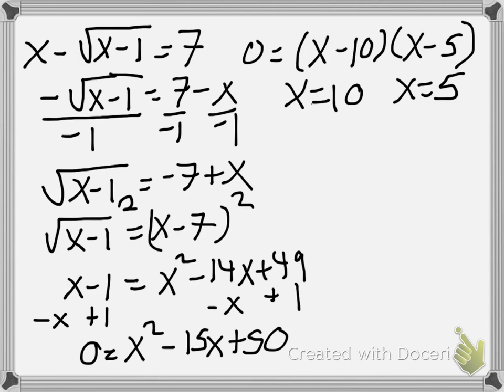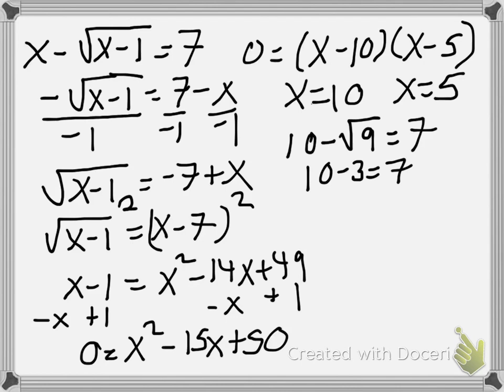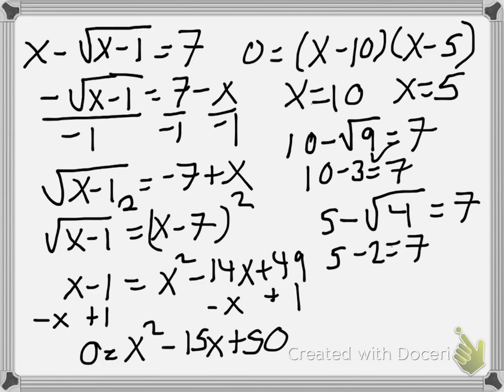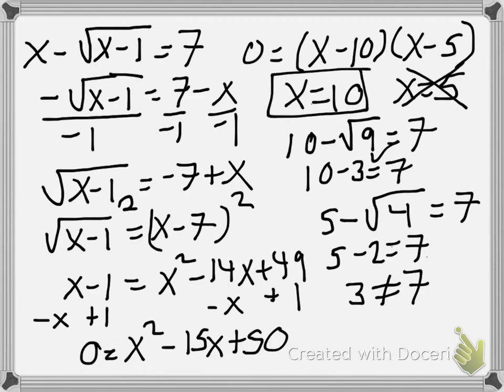So I have 10 minus the square root of 9 equals 7. So 10 minus 3 equals 7. Check. Now does 5 minus the square root of 4 equal 7? Well, does 5 minus 2 equal 7? 3 does not equal 7, so that is not an answer. So x equals 5 is an extraneous answer, and the only answer that is correct is 10.